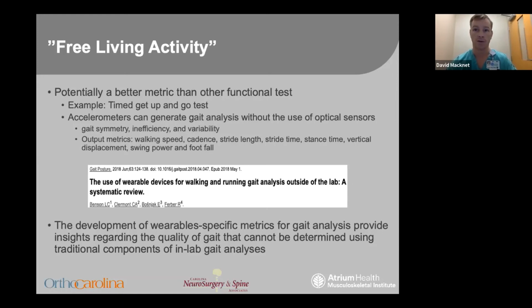The accelerometers have the ability to generate gait analysis data without the use of optical sensors. You can collect data like walking speed, cadence, stride length, among others. The development of gait analysis in real life conditions like on uneven terrain can provide us with insights regarding the quality of gait that traditional in-lab based tests simply can't measure.